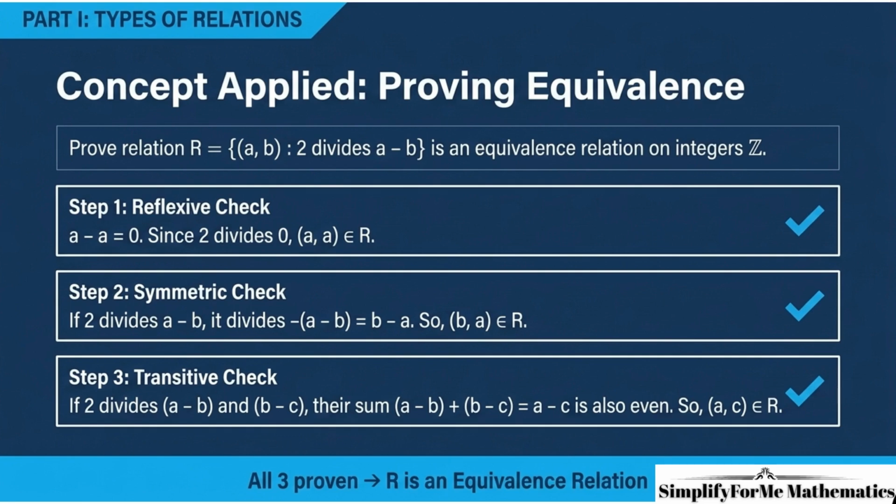Second, symmetric. If A minus B is divisible by 2, then B minus A is also divisible by 2, so symmetry holds. Third, transitive. If A minus B and B minus C are divisible by 2, then their sum, A minus C, is also divisible by 2. Since all three properties are satisfied, this relation is an equivalence relation.